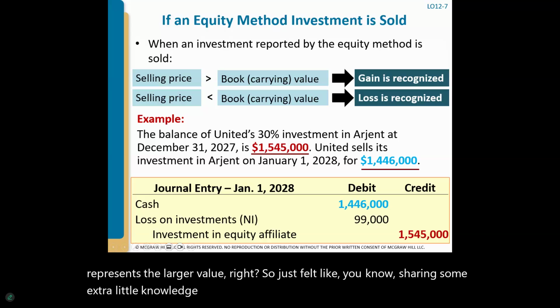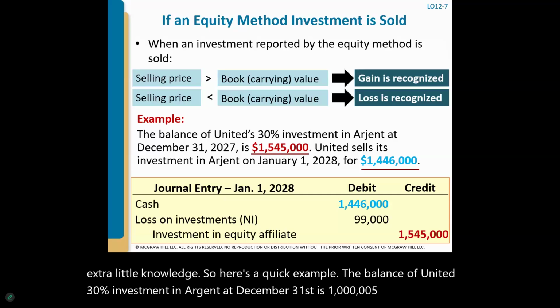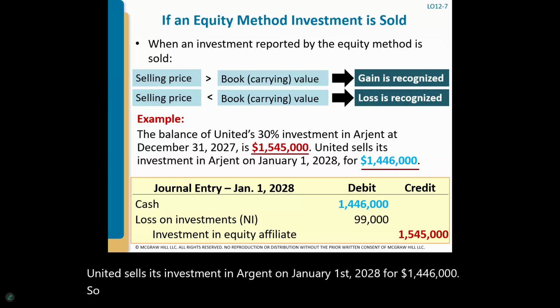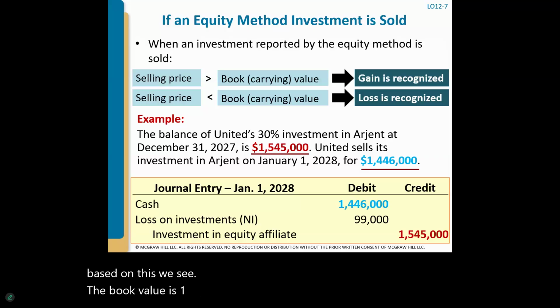So here's a quick example. The balance of United's 30% investment in Argent at December 31st is $1,545,000. United sells its investment in Argent on January 1st, 2028 for $1,446,000. So based on this, we see the book value is $1,545,000. We sold it for $1,446,000. So in such case, this is what's going on.